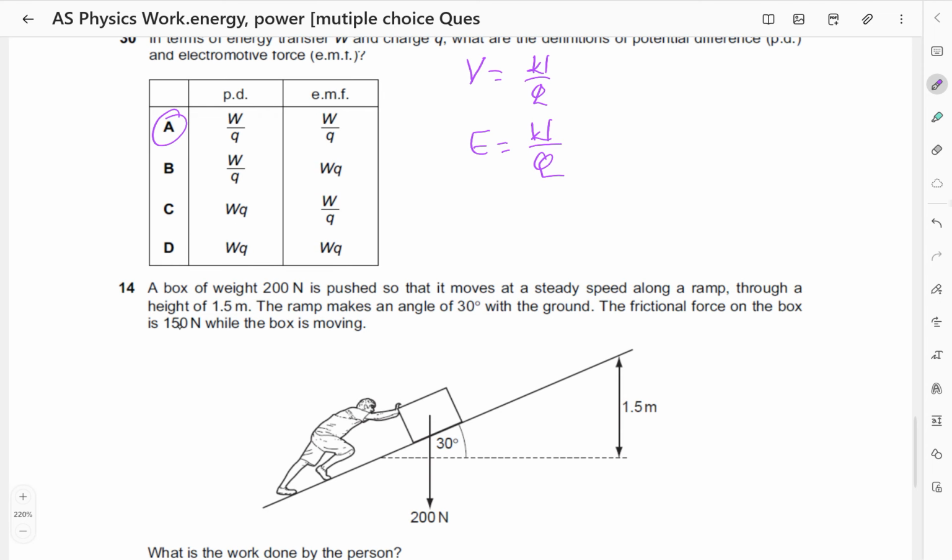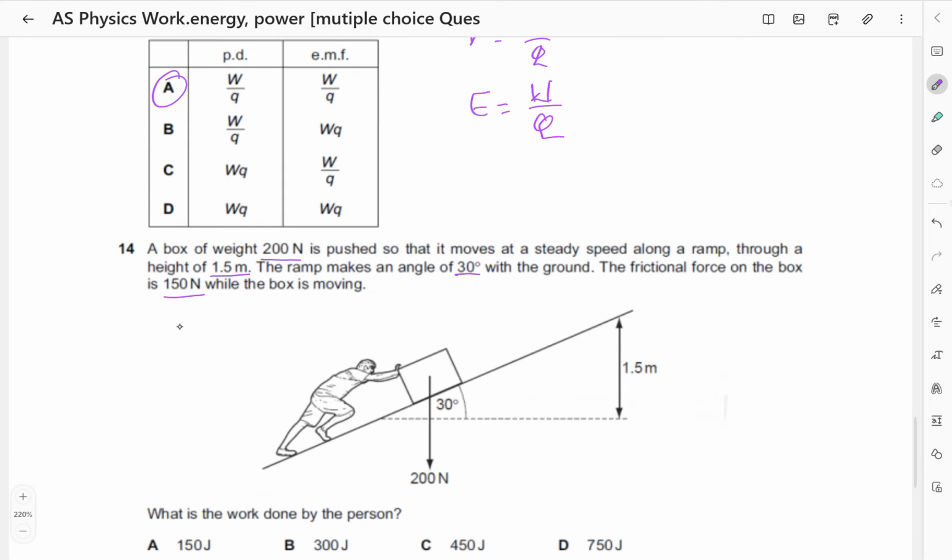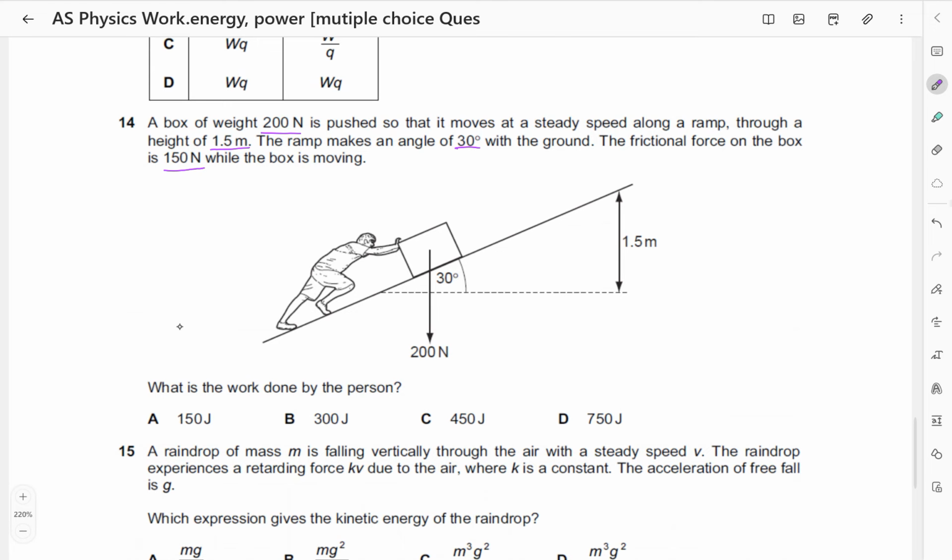A box of weight 200 newtons is pushed so that it moves at a steady speed along a ramp through a height of 1.5 meters. The ramp makes an angle of 30 degrees with the ground. The frictional force on the box is 150 newtons while the box is moving. What is the work done by the person?